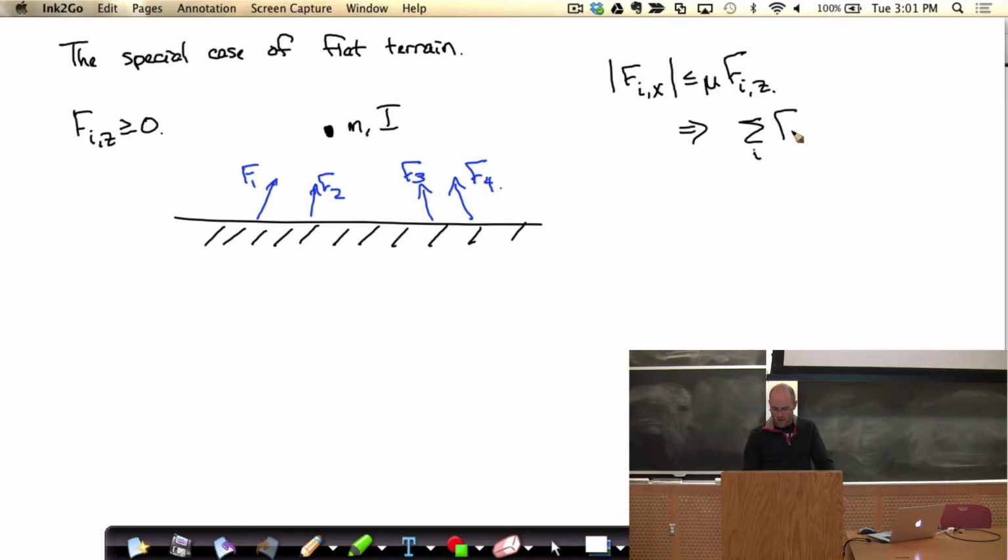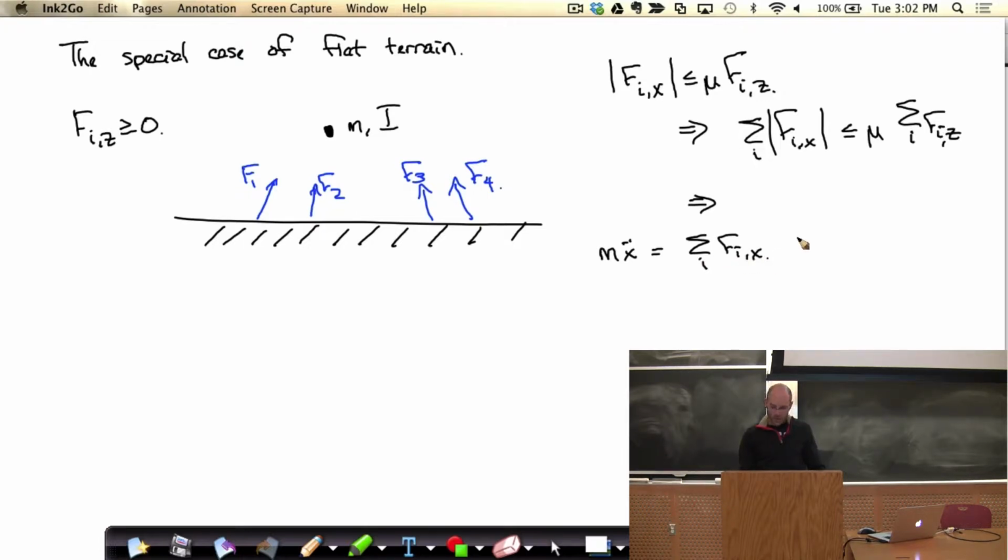The sum over all these F_ix is also going to be less than the sum of the F_iz's. Okay, that's going to be important. Why is that important? Because that implies something about my center of mass dynamics, right? So remember, my center of mass dynamics were just sum over i of F_ix. That implies that my x double dot cannot accelerate faster than z double dot plus g. Okay? Let's make sure we can get that.